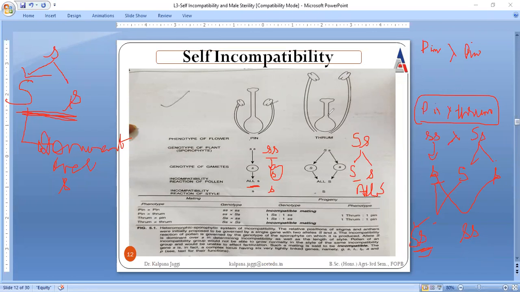But when pin and pin are crossing with each other, that means one from here and one from here, this is an incompatible mating, and this is also going to give an incompatible mating. So the compatible mating is only going to be between pin and thumb, or say between thumb and pin. So with this I complete the heteromorphic system of classification.